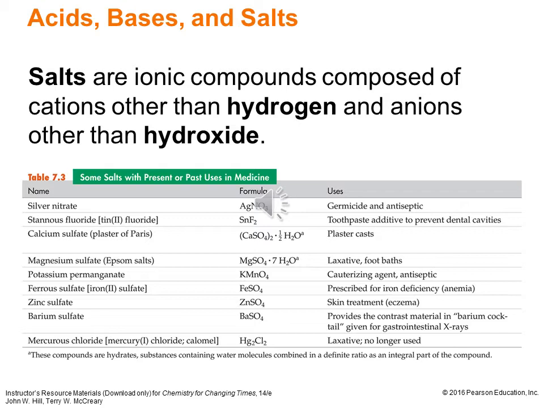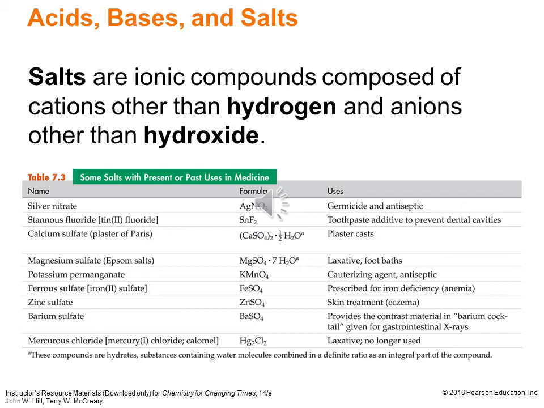We see a lot of other salts listed here because, as our definition says, salts are ionic compounds composed of cations other than hydrogen and anions other than hydroxide. So if they came from an acid that had an H+, now you've got an anion that's left behind, say Cl- for HCl.